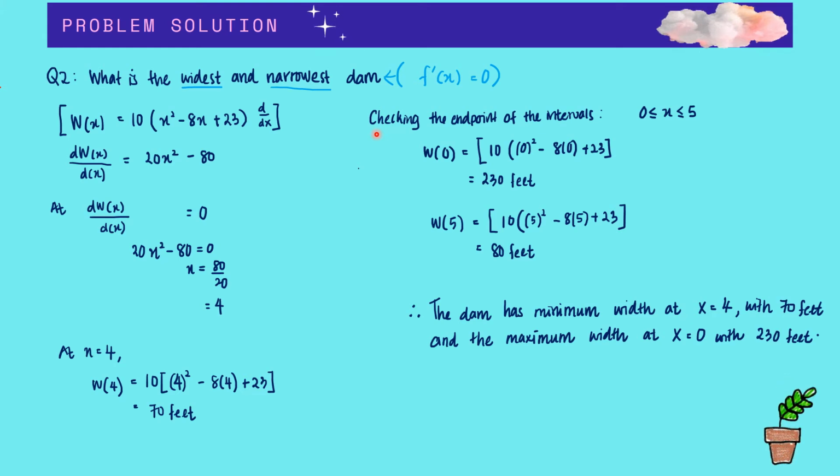Then, we will check the endpoints of the interval, because just now we know that the combined interval was x between 0 and 5. Therefore, to find the width at 0, we get 230 feet, while for 5, we get 80 feet. The conclusion is that the dam has minimum width at x equals 4 with 70 feet and the maximum width at x equals 0 with 230 feet.